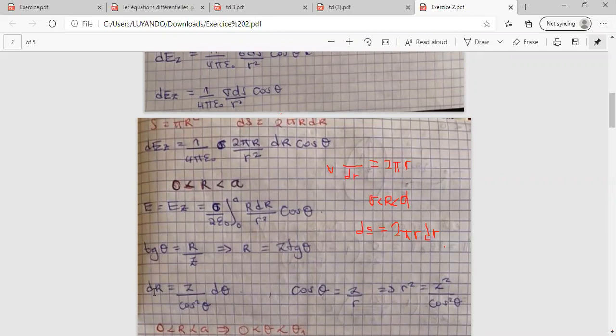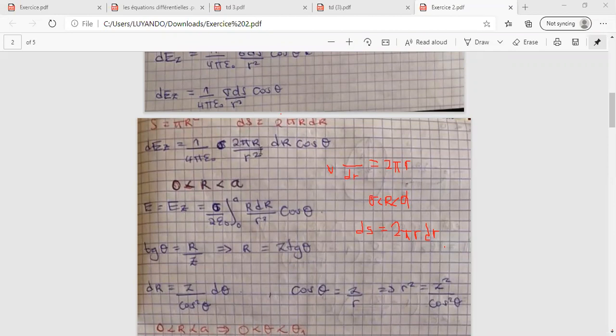So for me to have dR, I have to differentiate R. If you remember trigonometry, the differentiation of tan is 1 over cos squared theta. So for dR, I differentiate with respect to theta, and I'm going to have Z over cos squared theta d theta, which is my dR. Where there's my dR, I replace it with this value.